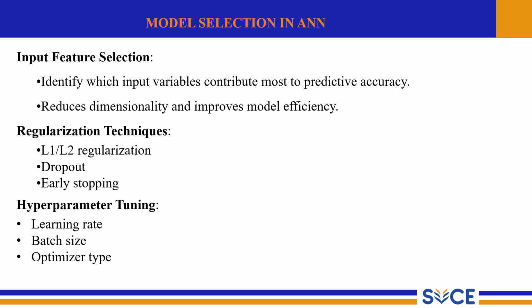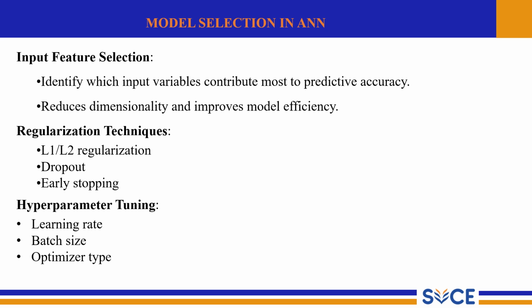Next one is model selection in ANN. First one is input feature selection. This involves identifying which input variables contribute most to predictive accuracy. By selecting only the most relevant features, we reduce dimensionality, improve model efficiency and often boost performance.